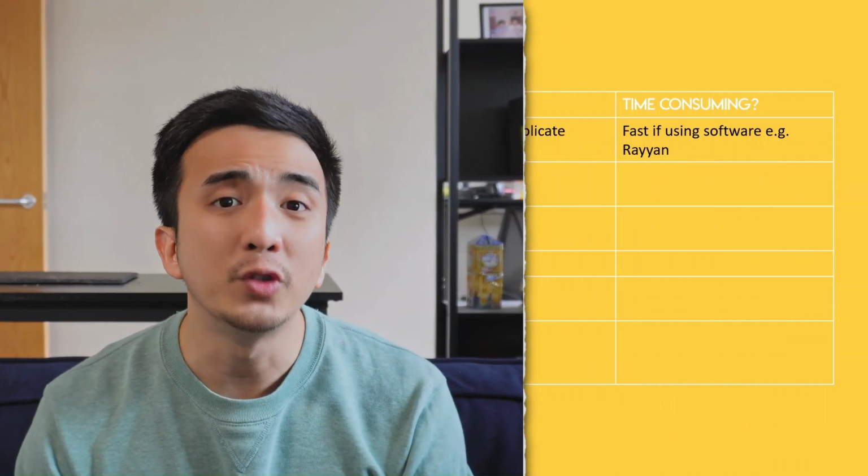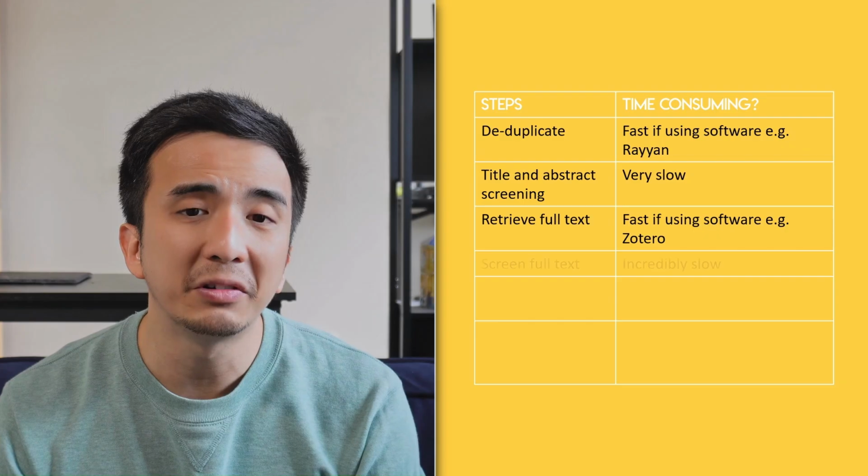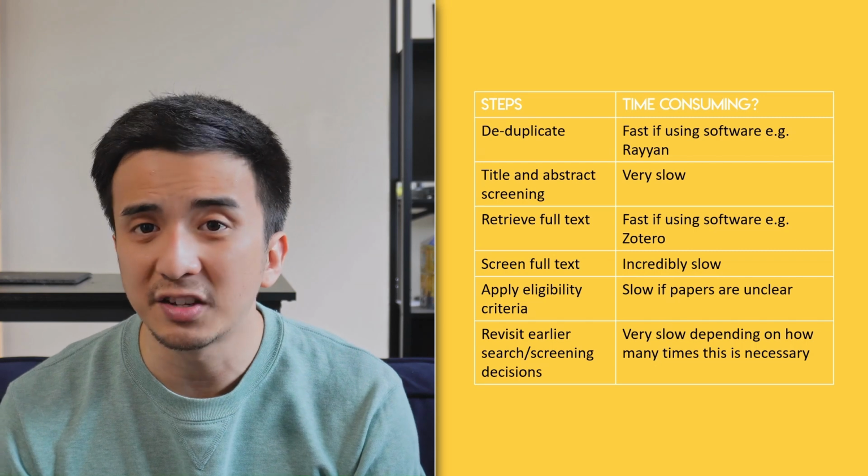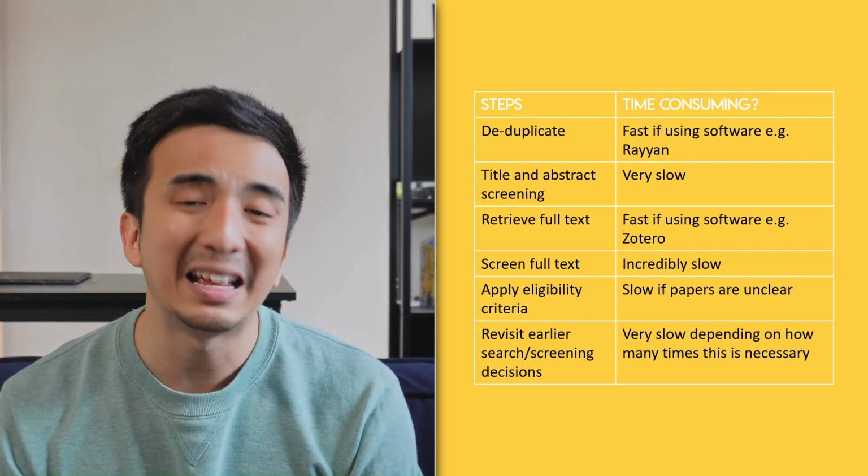You may need to remove duplicates, screen title and abstracts, retrieve full text, screen full text, repeatedly apply eligibility criteria, and revisit your earlier decisions as well. Some of these stages are extremely repetitive and time-consuming. So what can you do? Build far more time into your planning than you think you need, especially for screening, reading, organizing, note-taking, and most importantly, thinking. And if this is your first review, expect the process to be even slower. Students often end up redoing searches or refining eligibility criteria once they realize that their original approach was too broad or too vague, and that is all very normal. So make sure you're prepared for all of these potential delays.